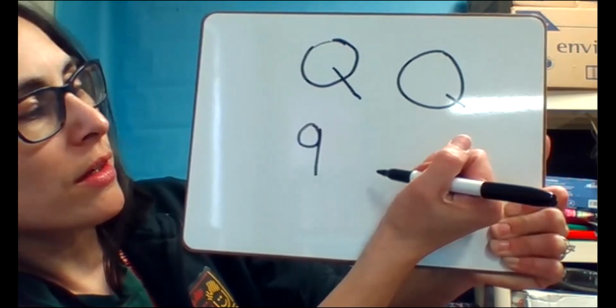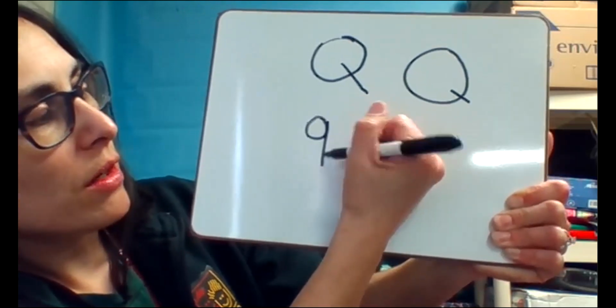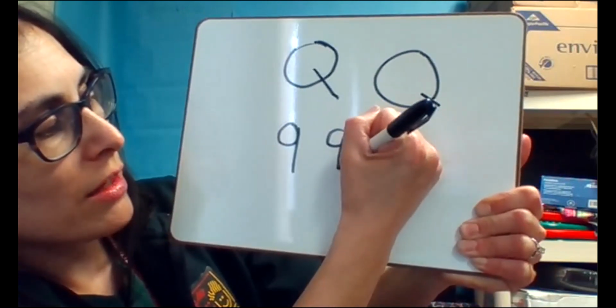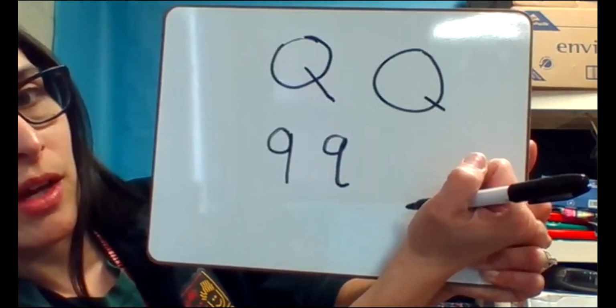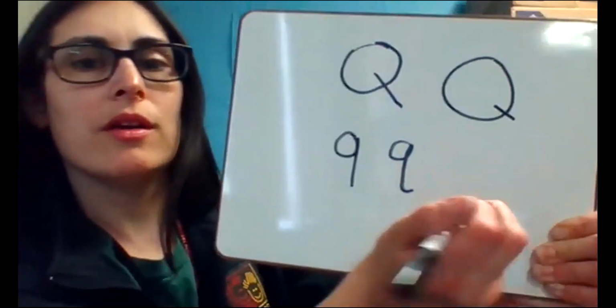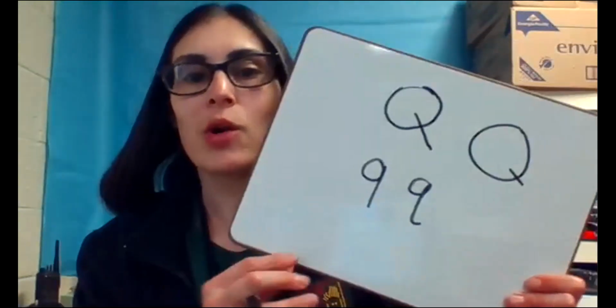Q. Sometimes with our lowercase q, you make that circle again and the line, and some people like to put a little tail on that. Q. Qu, qu. Q. Quarter, queen, quilt. Q. All right, let's move on to our number for today.